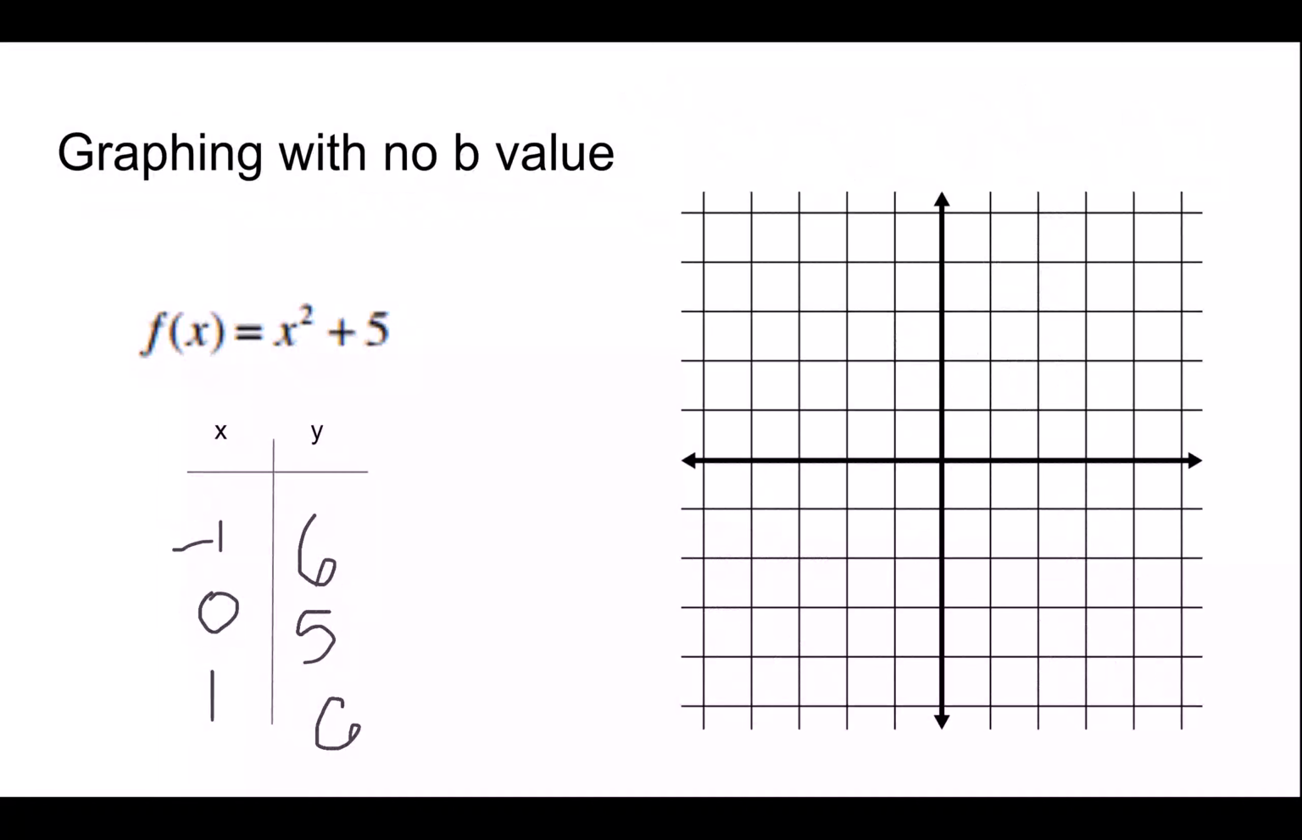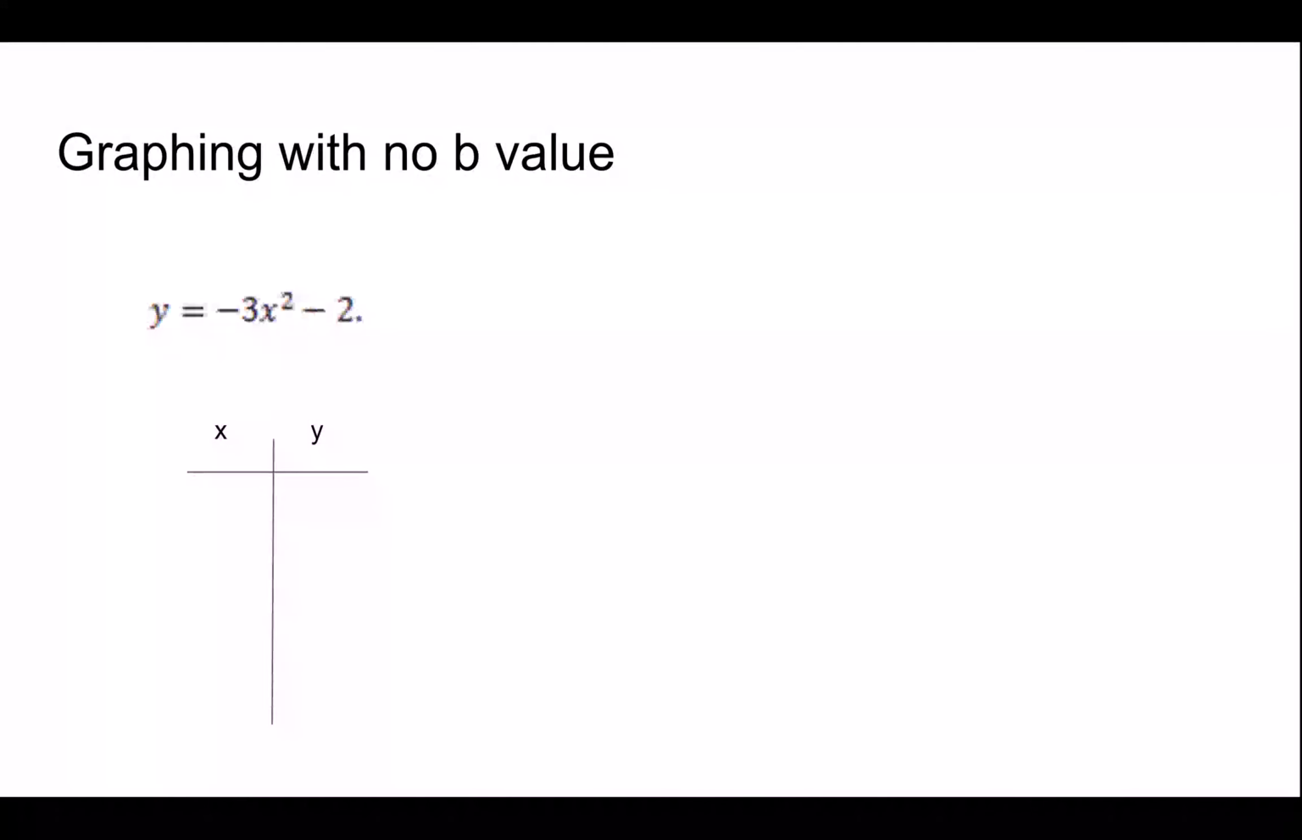So we could go over here and graph those points. So we'd go over to negative 1, 6, so just a little bit off here. 0, 5, so right up there. 1, 6 up there. And we would graph that quadratic function. Let's look at one more example.